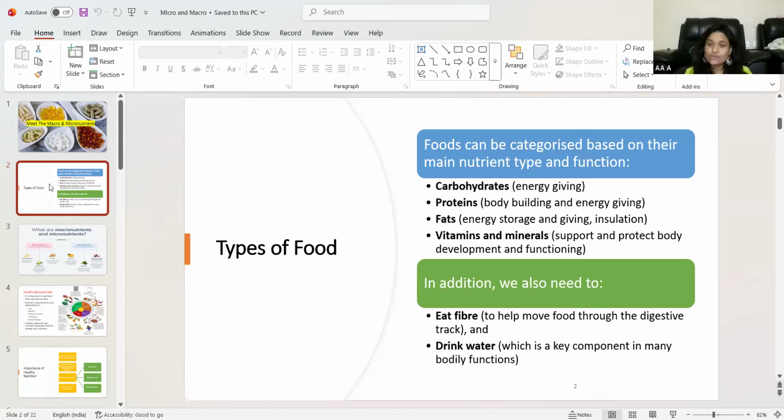So does anyone know what carbohydrates are? Why do we require carbohydrates? Ma'am, carbohydrates are energy giving foods. It's the fuel for our body, ma'am. Yes, thank you.